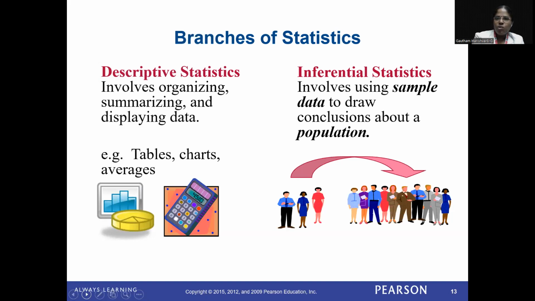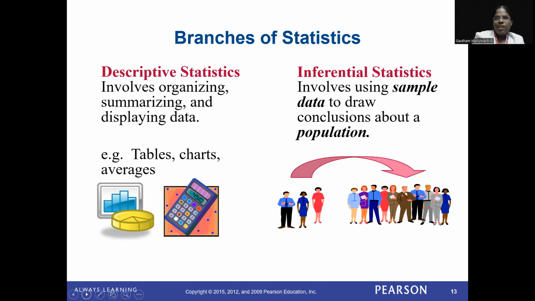So that comes under inferential statistics. It involves using sample data. So we are not considering the whole population. It's very difficult to get a conclusion by testing the whole population. So instead of testing the whole population, we take only a sample from the population and test it. From that, we get the conclusion. So inferential statistics involves the sample data. We use the sample data to get a conclusion about the whole population.